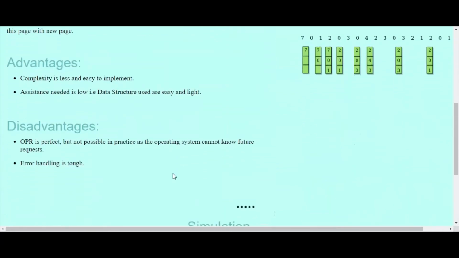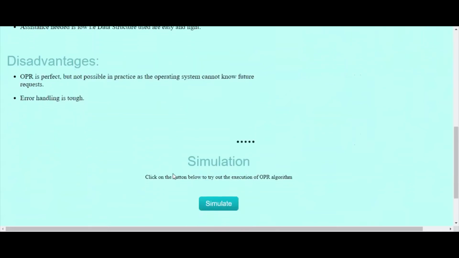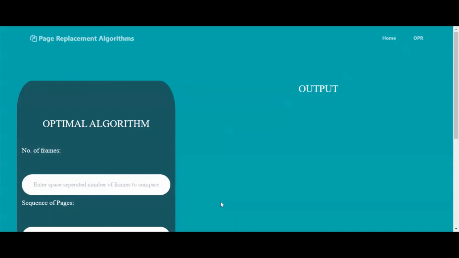One of the major disadvantages here is it is not possible for the operating system in practice to know the future requests, because here we will need to give the total request so that the operating system can decide which one will be coming in future. So let's simulate this.